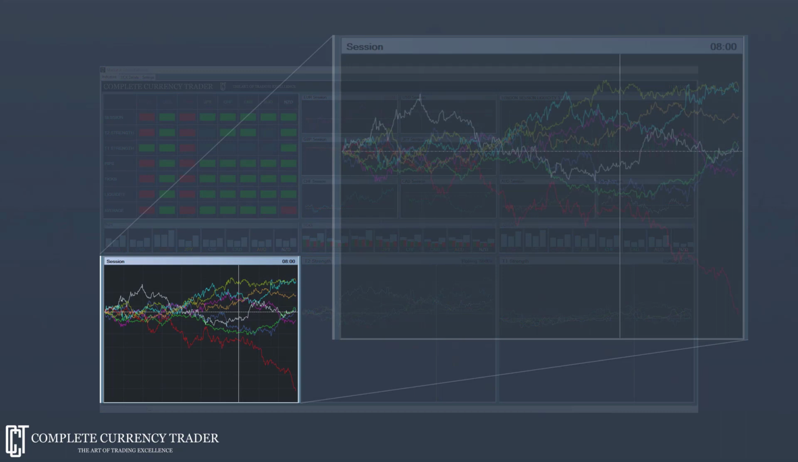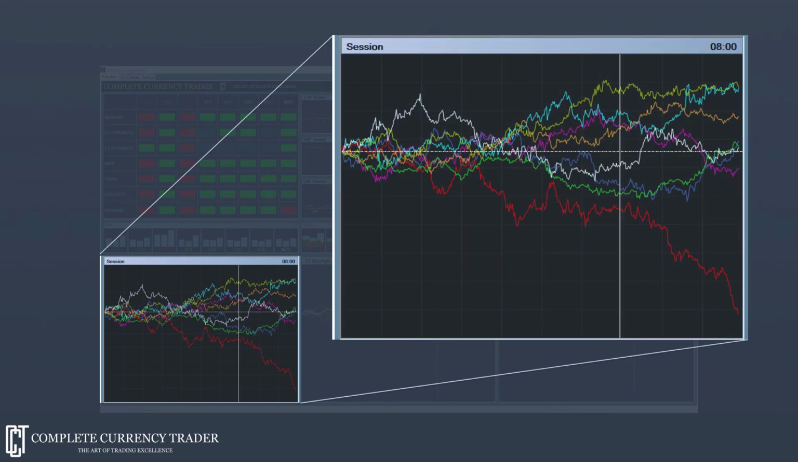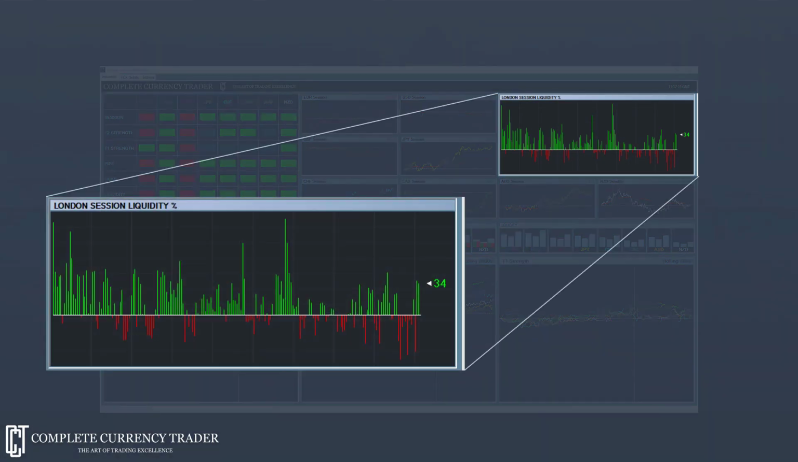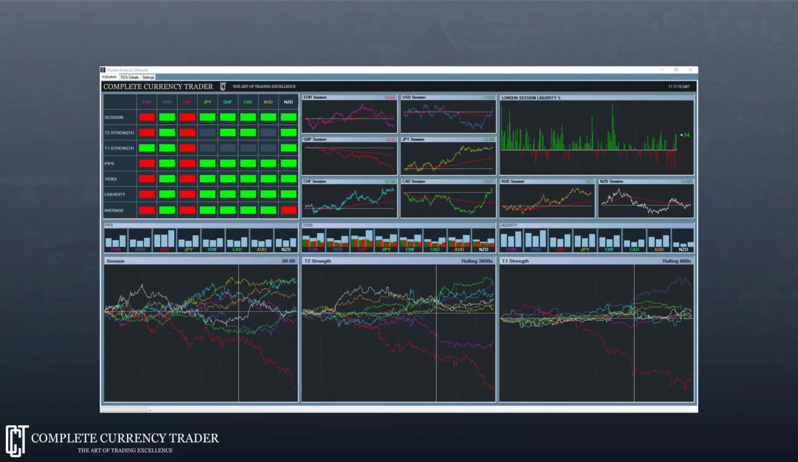So you set the session strength box to that time, and that will then track everything that happens to each currency from that point on. You'd also set the session liquidity box to look at the London morning, and that will tell you the liquidity conditions across the entire market compared to what's normal for the London morning. And if you're trading during New York or the Asian banking hours, you would just set these sections to meet those times. The rest of the settings depend on what you want to see.